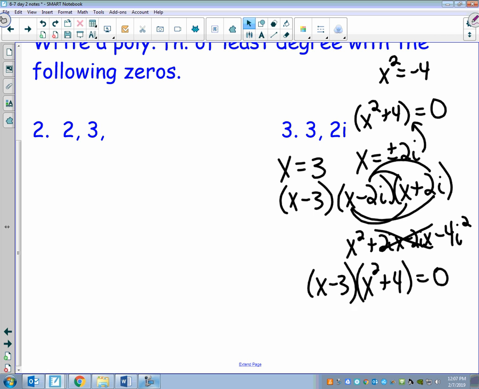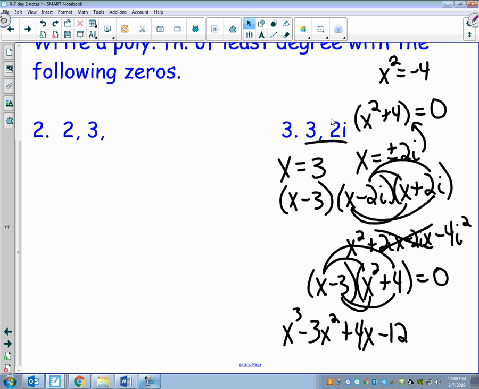But I want you to write the function that gives me these zeros. And so then you have to FOIL this out. So x times x squared is x to the third. I'm going to go ahead and say x squared times negative 3 is negative 3x squared. x times 4 is 4x. And negative 3 times 4 is negative 12. And it does say a function. So you either need to say equals 0 here, or you need to say equals y or equals f of x when you do that. And if you solved this equation, you would get back 3 and plus or minus 2i as your answers. And so definitely you're going to practice that as well.